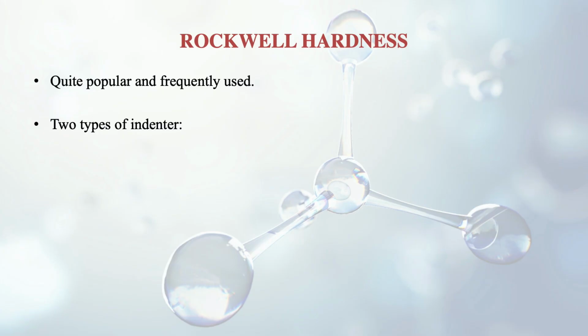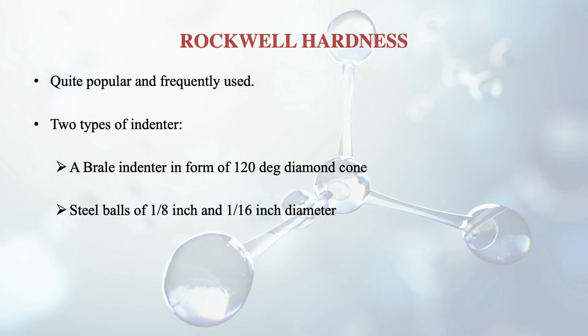In this case, what is there? Two types of indenters are there. A Brale indenter in the form of a 120-degree diamond cone. So this is one type. The second one is the steel balls, and they may be of diameter 1/8 inch or 1/16 inch.